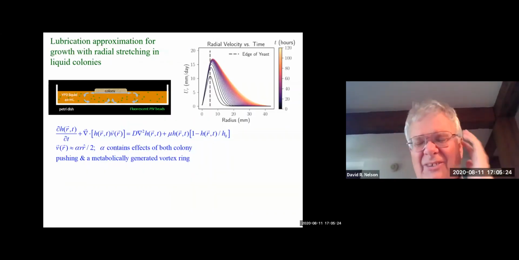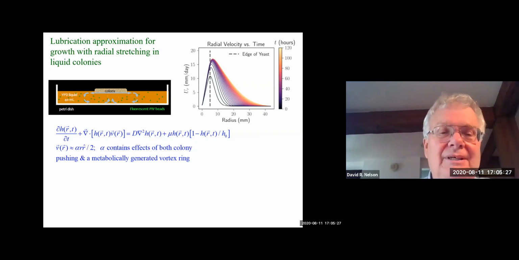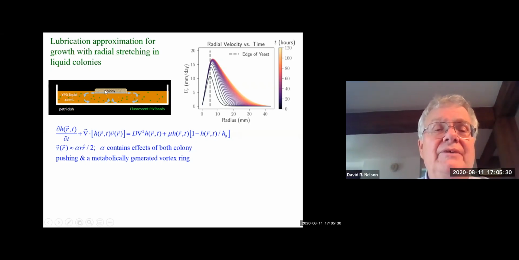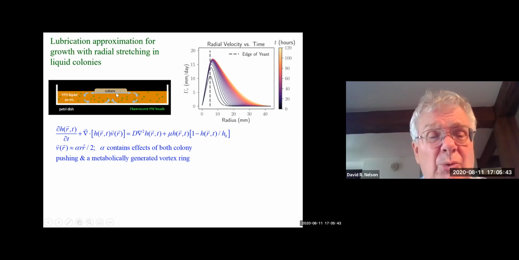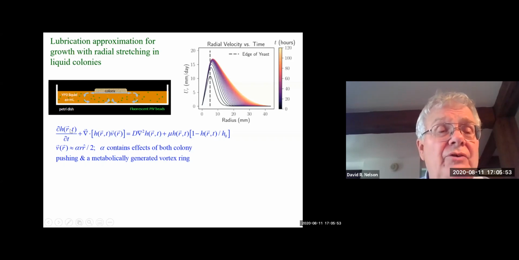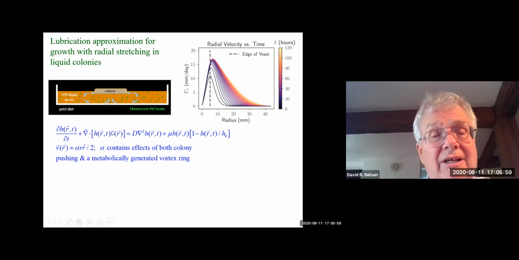So here's a simple theoretical model of what happens to the thickness of the interface and its radius. If we look at what's going on with this velocity field that I argued was linear in R and radially outward, both the colony pushing and the vortex ring are taken into account in this sort of quasi two-dimensional picture. We write down an equation for the height of the colony. Here's the advection of the cells, of the height of the colony, 100 microns thick or something like that.